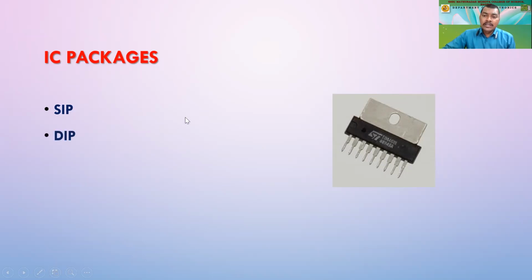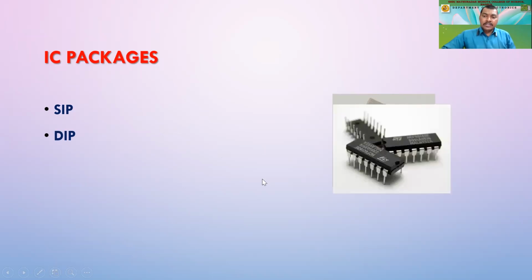The second one is the dual inline package, which means on both sides we'll have the pins like this. So we are having pins on both sides, and we call it a dual inline IC package, right? The gates are being integrated inside it by using transistors. Those circuits we are going to study in the next class.